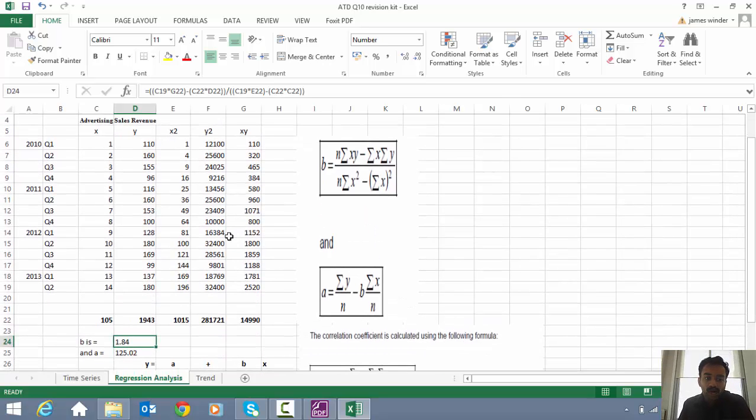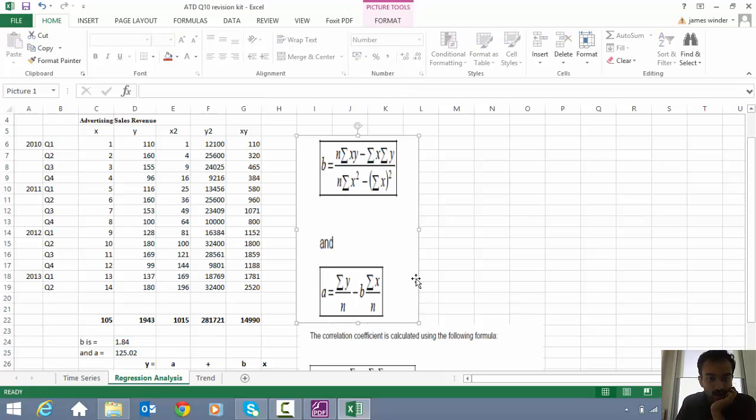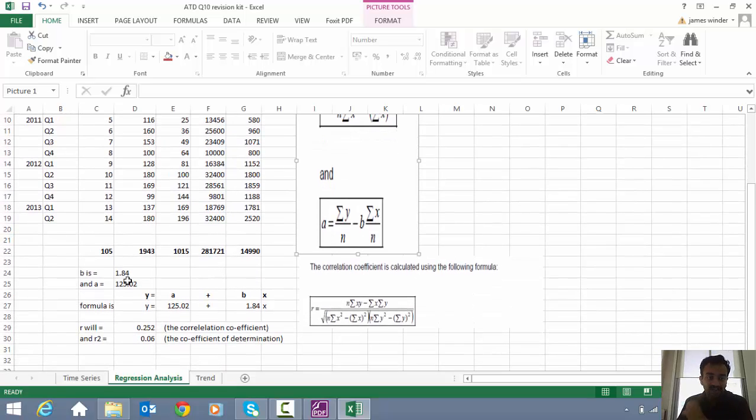Now, what does 1.84 mean? Well, I'll tell you in a minute after we look at how a is computed. There's a similar formula for a. We take the sum of y, and b, which we've computed here as 1.84. Put that into that formula, and there we go. We have a value of a.